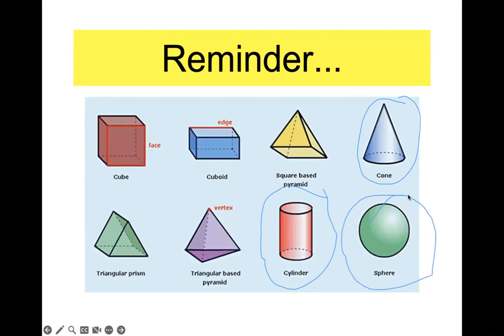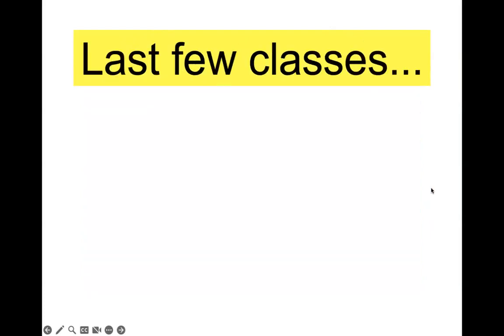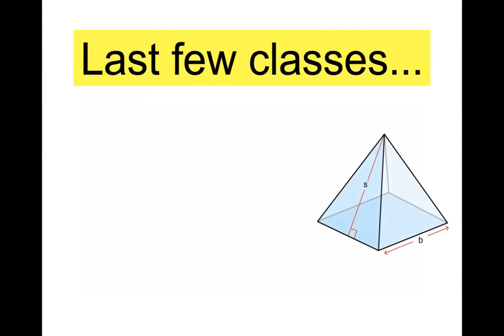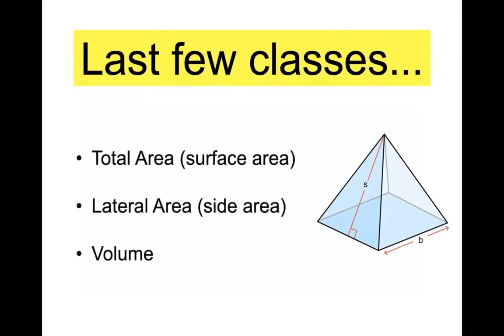So today we're going to do the cylinder and the cone, and then the only thing we have left is the sphere after that. So that's kind of what we're doing today. All right. So we'll do the cone and the cylinder today, and we'll finish up the chapter with the sphere. So the last few classes, we've been dealing with polyhedrons. We get a formula for surface area, or total area as they like to call it, and one for volume.